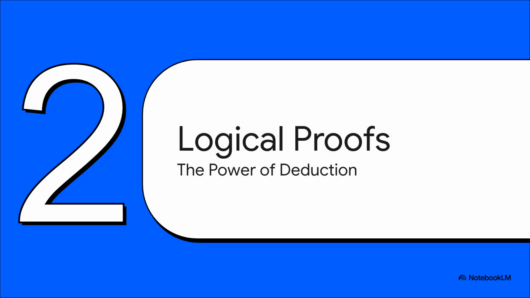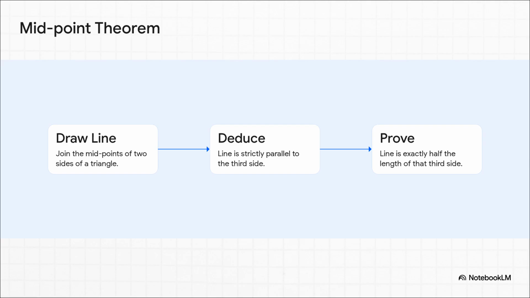Moving on to Section 2, exploring logical geometric proofs, the power of deduction. This brilliantly illustrates the mechanics of one of the most elegant concepts out there, the midpoint theorem. It's a three-step process. Step 1, you draw a line joining the midpoints of two sides of a triangle. Step 2, through strict logical geometry, you deduce that this newly drawn line is strictly parallel to the third side. And Step 3, you prove that the line is exactly half the length of that third side. It just perfectly shows how logical deduction unrolls step by step.